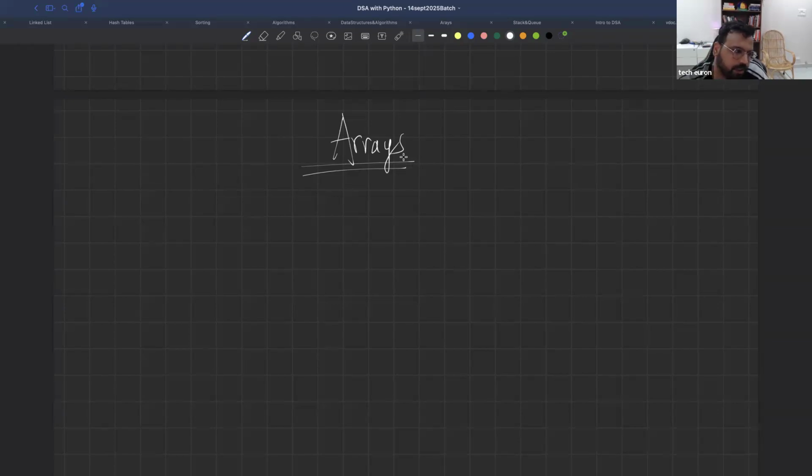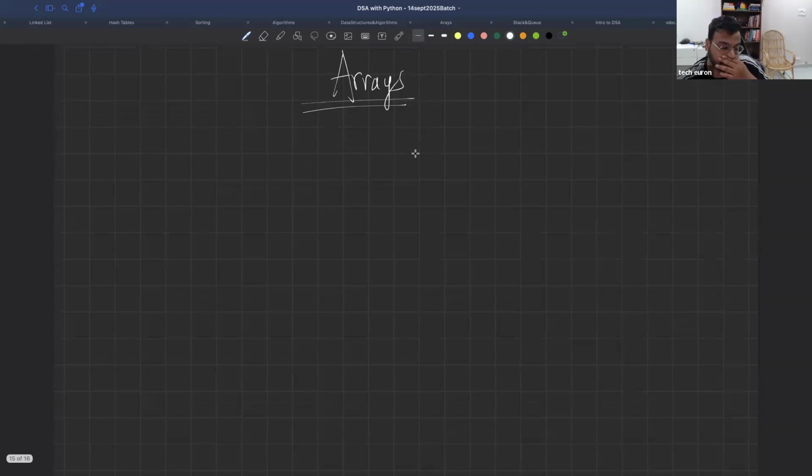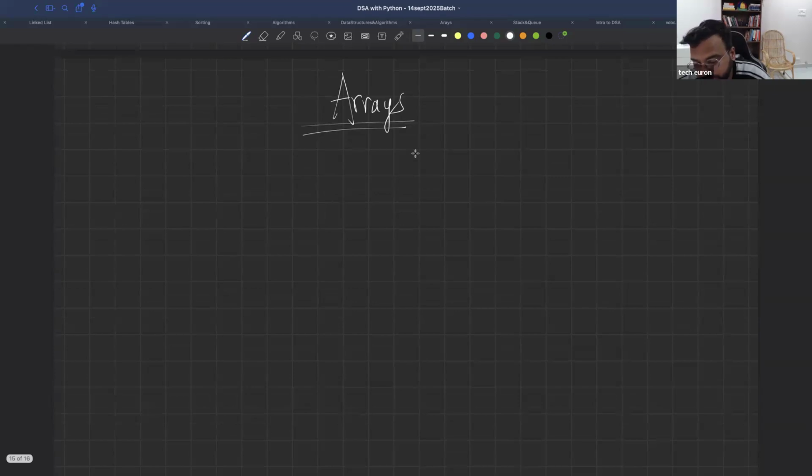So array we have to understand properly, and in terms of problem solving and logic building also it is very important. When we are learning about array, especially from a DSA perspective or a LeetCode solving style perspective, there are two aspects to learning arrays. One is the academic understanding of arrays, and second is the problem solving patterns related to arrays. We are going to do both, but we will focus more on the problem solving aspect.